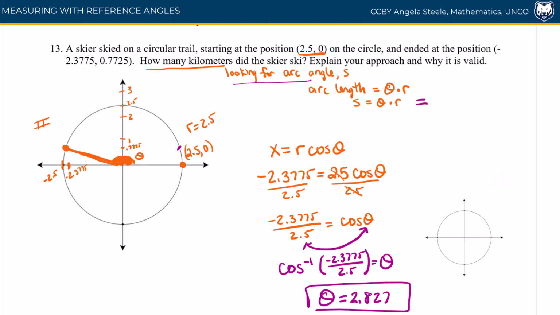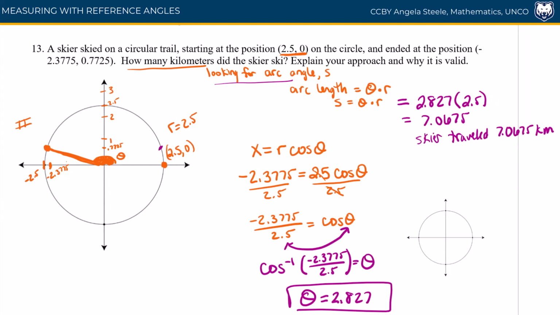We're going to take this equation and plug in the theta, which is 2.827, multiplied by our radius of 2.5, which gives us an arc length of 7.0675. Our units are in kilometers. So that means when our skier starts at the 3 o'clock position and travels around this circular trail, they will have traveled a total of 7.0675 kilometers.